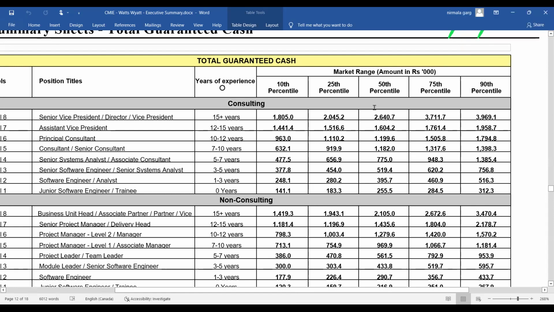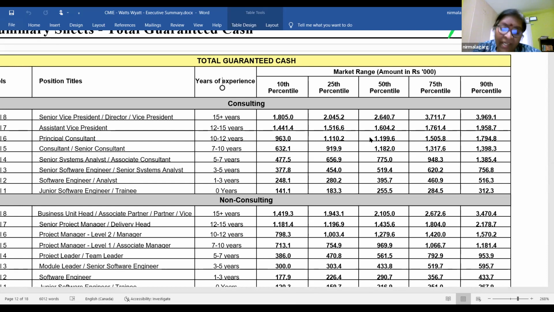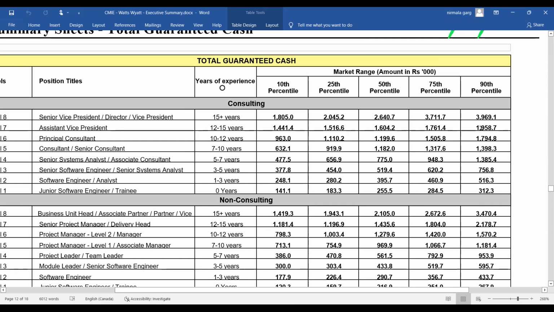So that means I am paying my assistant vice president at the market 50th percentile. Got it? But I'm saying this ops guy is very, very critical for me and I'm losing people. I want to bring it to the 90th percentile of the market. So I'll have to check what the 90th percentile figure is, say about 20 lakhs. So I have to bring it from 16 lakhs to 20 lakhs. Got it?